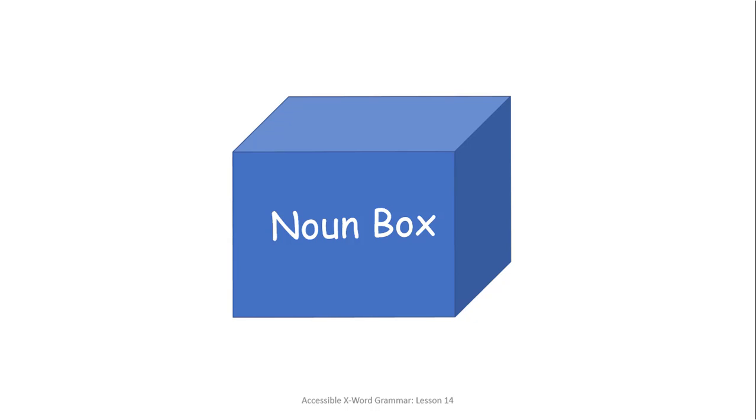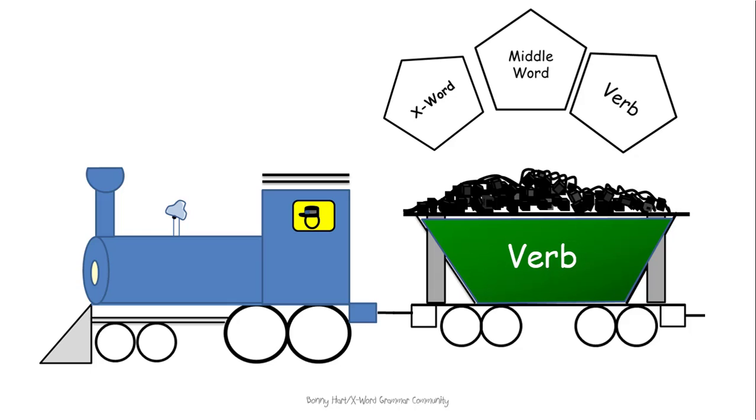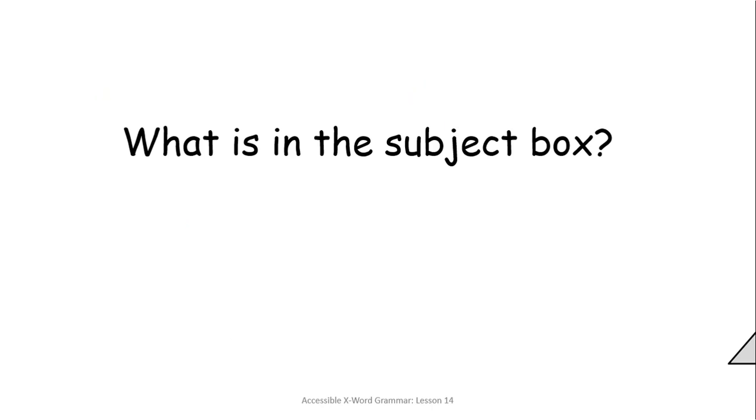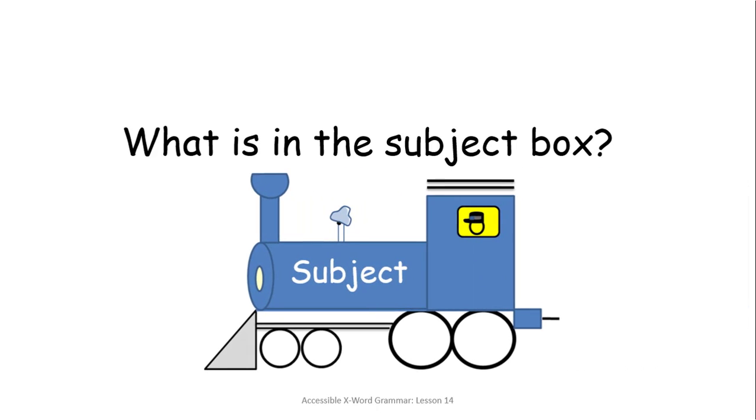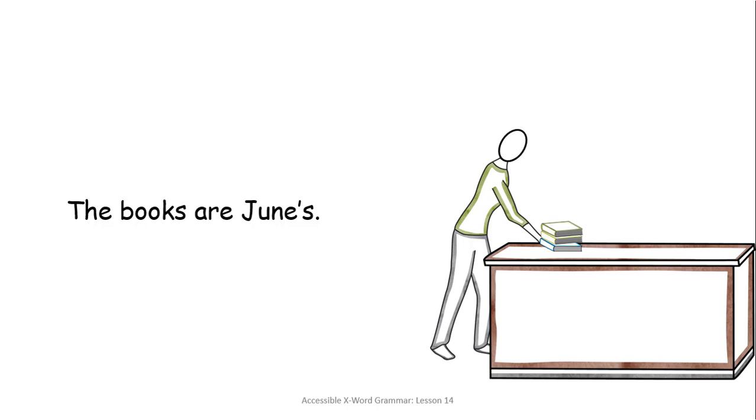The subject of a sentence is a noun box. Let's find out what's in it. How do we find the subject? Everything between the X word and the front of the sentence is the subject. And what's in the subject box? The books are June's. To find the subject, first we find the X word. Everything in front of it is the subject.